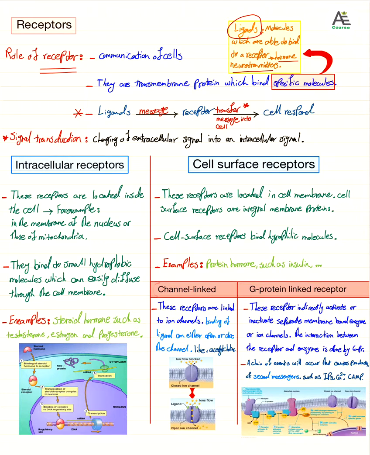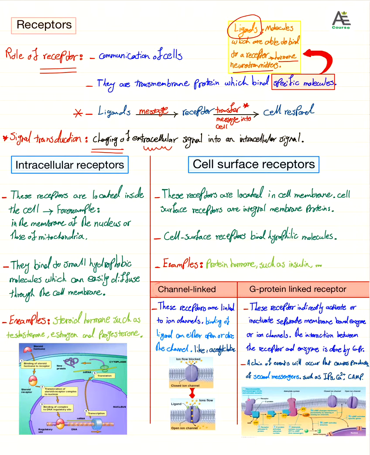Also, I've told you that there is a signal transduction that will happen. This signal transduction is a changing of extracellular signal into an intracellular signal. So changing of an extracellular signal into an intracellular signal is called signal transduction. And it must happen, and it is one of the most important functions of the receptors.